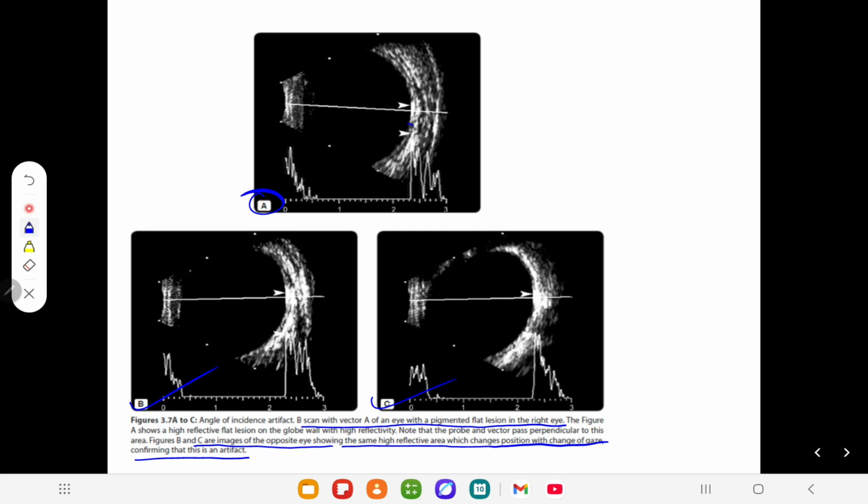Here we see something is highly reflective. The angle of incidence changed. Now this area, arrow, shows the angle. Is there anything that is there? No, nothing, isn't it? So it's very important to note the probe and the vector path to this area. So sometimes the angle of incidence really matters.